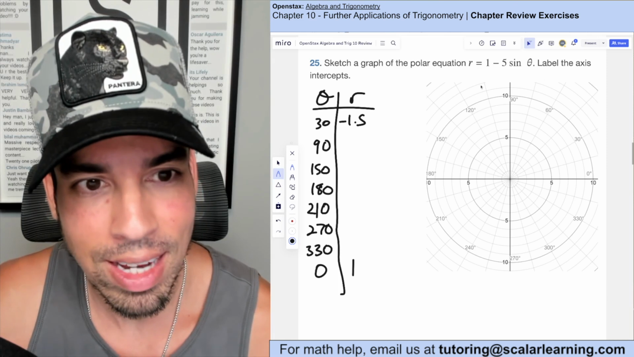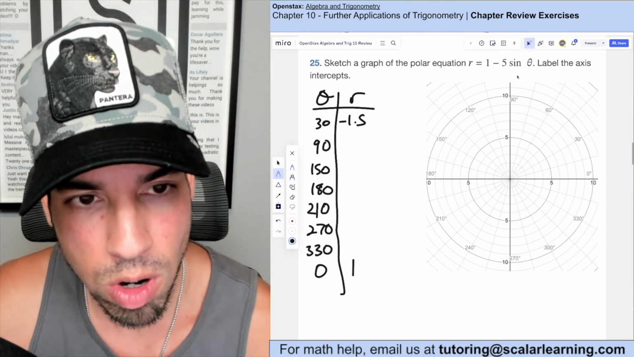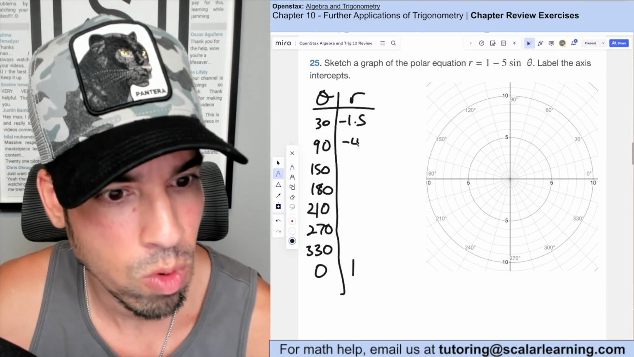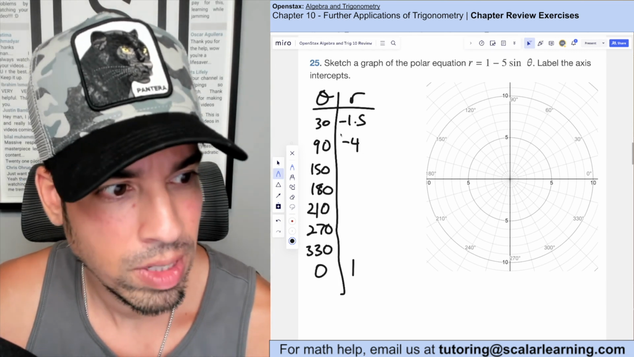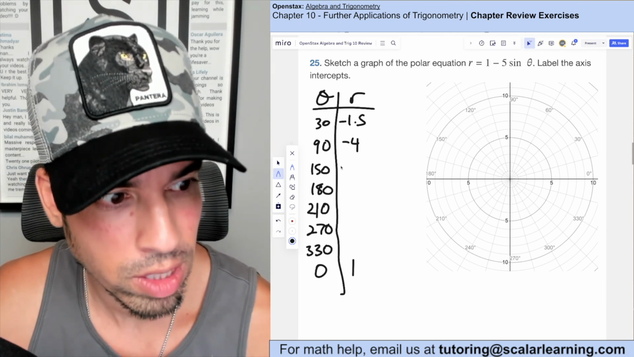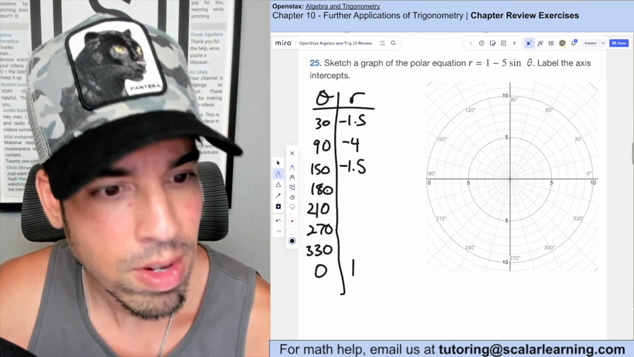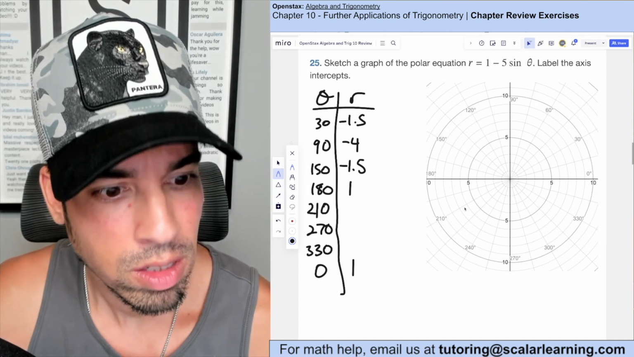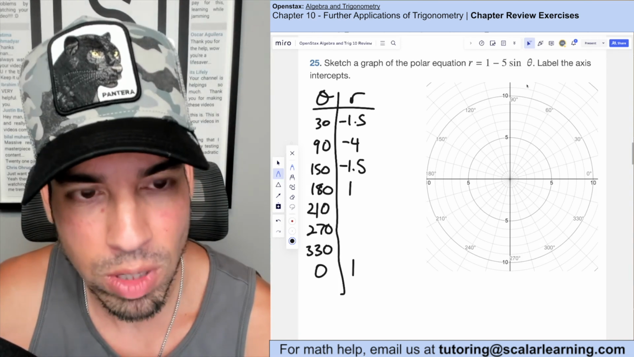And then we got 90. Sine of 90 is 1. 5 times 1 is 5. 1 minus 5 is negative 4. And sine of 150 is the same as sine of 30. It's 1/2, so that's also going to be negative 1.5. Now we come to 180. Sine of 180 is 0, so that's 1. Sine of 210, that's negative 1/2.